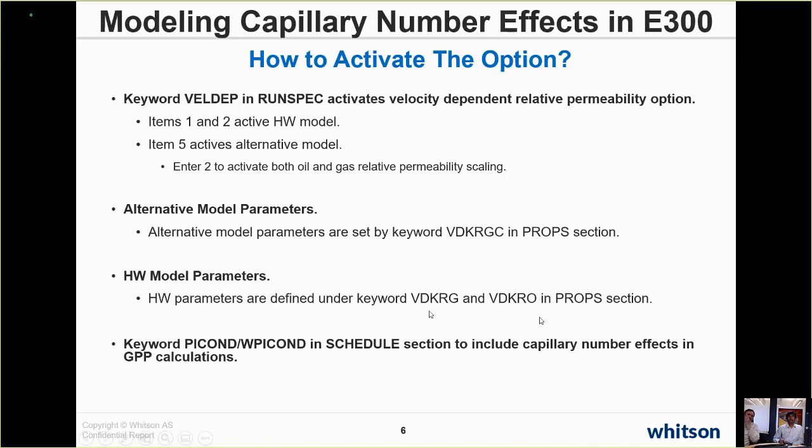In the Heriot-Watt model, there are a total of 4 plus 4, so 8 parameters, and they don't have any default values. But in the alternative model, there are only 2 parameters, which can be obtained from lab experiments, or there are also some default values. There is no default value for the Heriot-Watt model parameters.